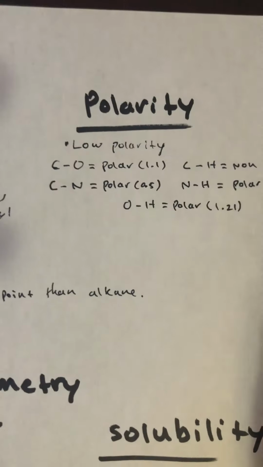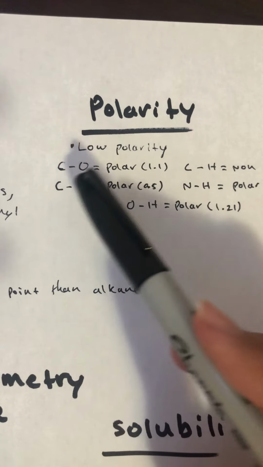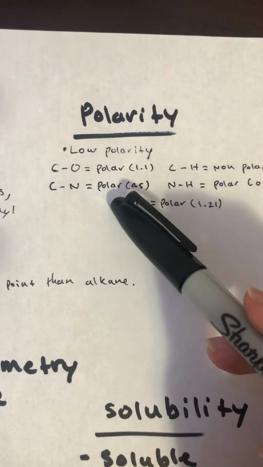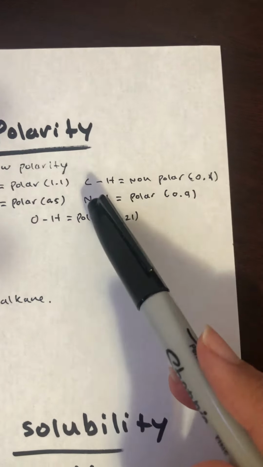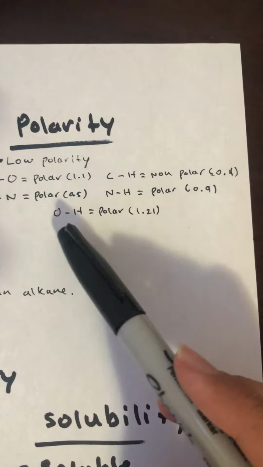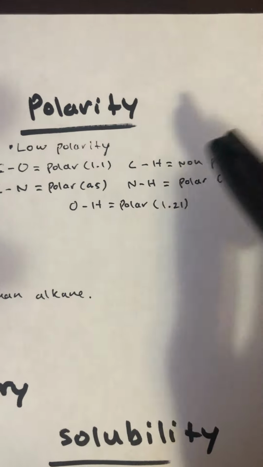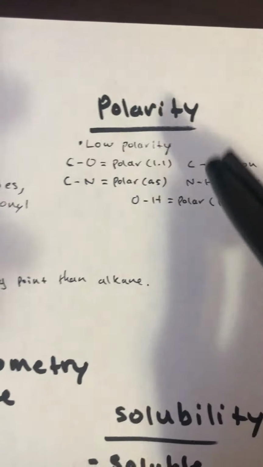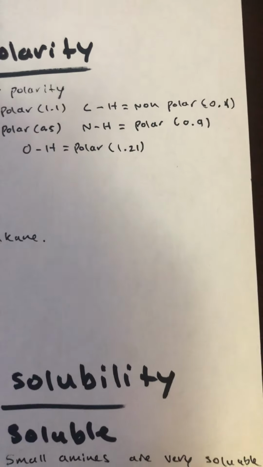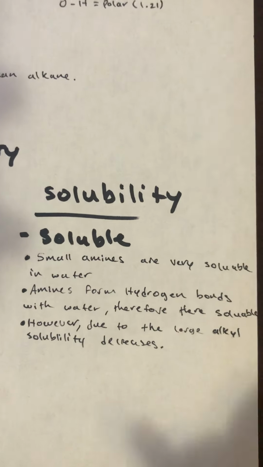So moving on to the polarity. So as I said before, the electronegativity determines the polar bonds. So the polar bond between carbon and oxygen is 1.1, so this is polar. Carbon and nitrogen is also polar, it's greater than 0.4. Carbon and hydrogen is nonpolar, and nitrogen hydrogen is polar, and OH is polar. However, there are a lot more CH bonds, so this would be a nonpolar molecule since there are a lot more CH bonds.